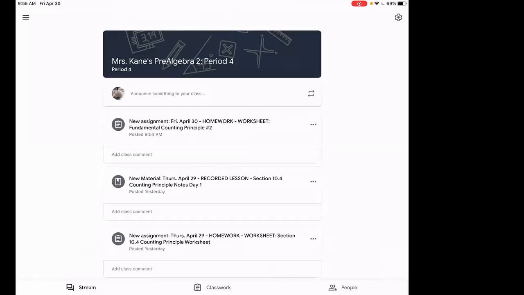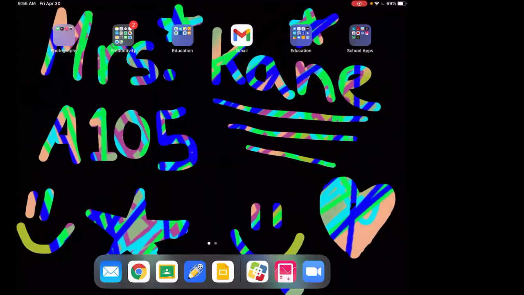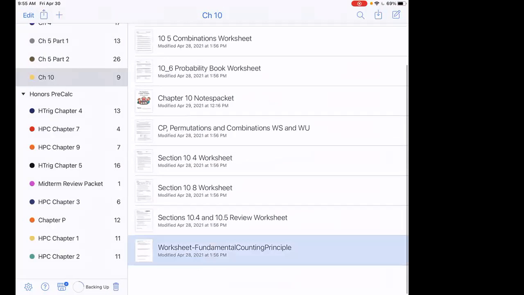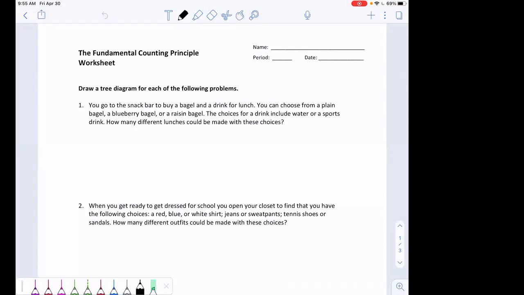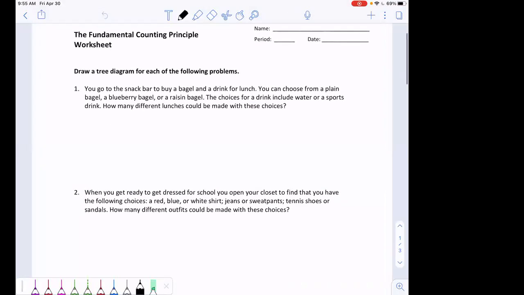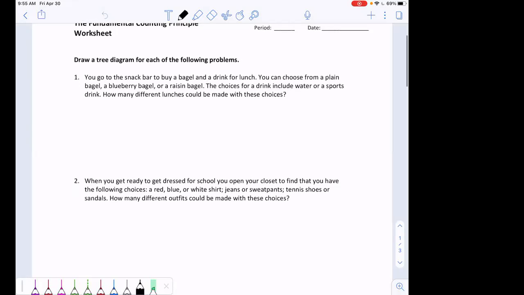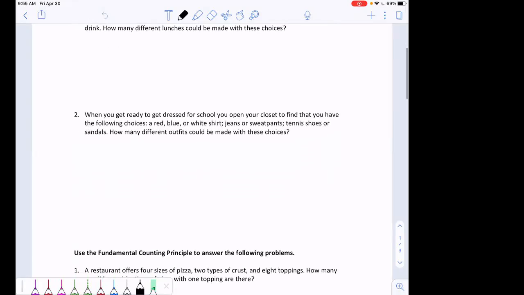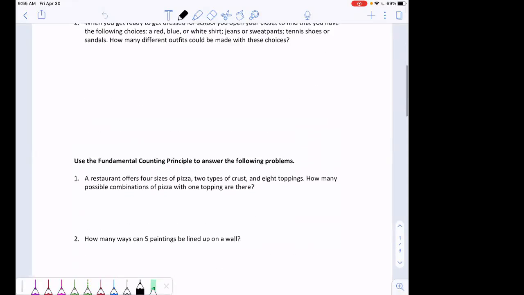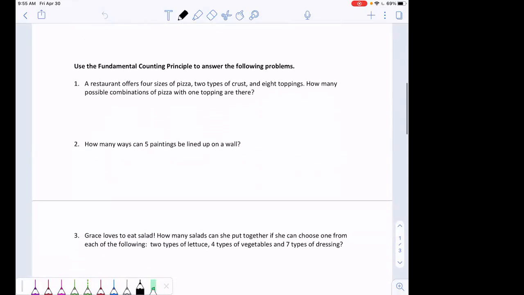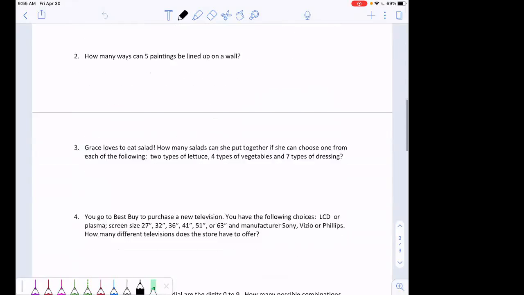I'd like you to pull up this worksheet. You can edit it in Google Classroom, however you prefer to do that. If you'd rather use a piece of paper, that's fine too. I would like this by the end of the period. So the first 2 problems want you to draw a tree diagram. Number 1's talking about going to a snack bar and having different options to choose from. Number 2, you're getting ready for school and looking at the outfit possibilities, and you're making a tree diagram for both of those. And then underneath that, you're using the fundamental counting principle for the other 7 questions.